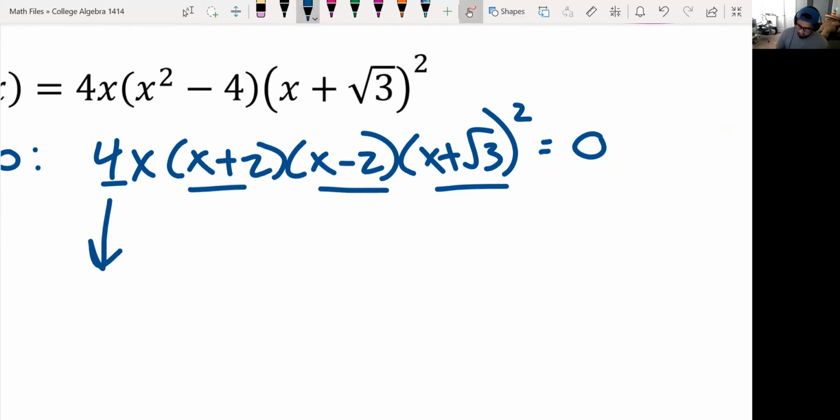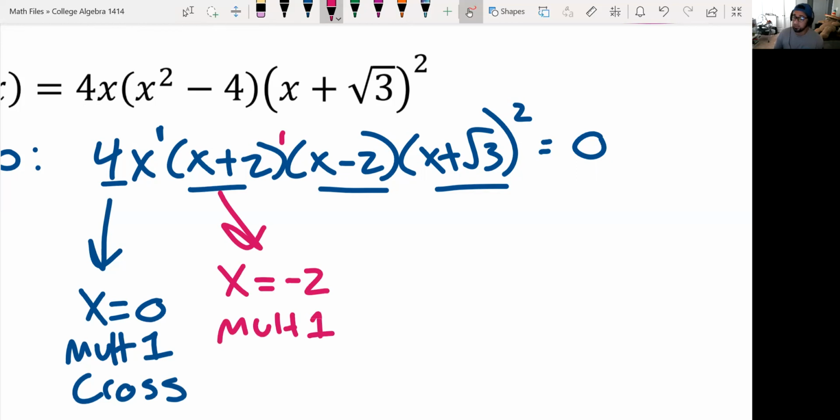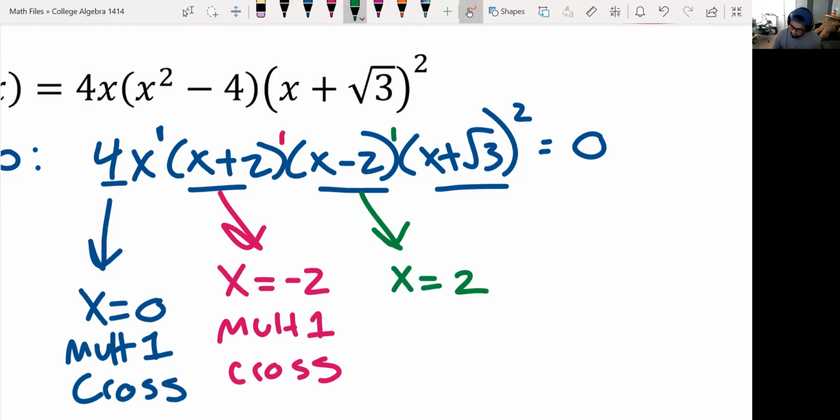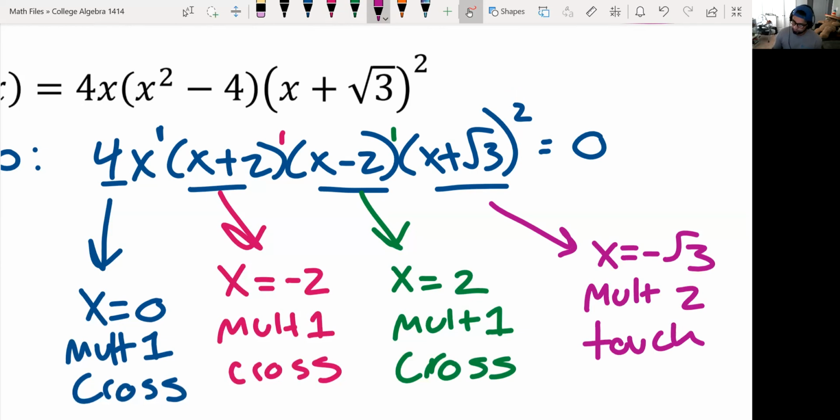So for the first one, you'll get x equals 0. And this had a degree of 1, which means you have a multiplicity of 1, and you will cross. Second one is x plus 2. You'll get x equals negative 2. That has a degree of 1. Multiplicity of 1, and cross. Next one has a degree of 1, and you'll get x equals 2. Again, multiplicity of 1, and cross. Last one, you'll get x equals the negative square root of 3. That has a degree of 2, which means you have a multiplicity of 2, and you will touch. That's it.